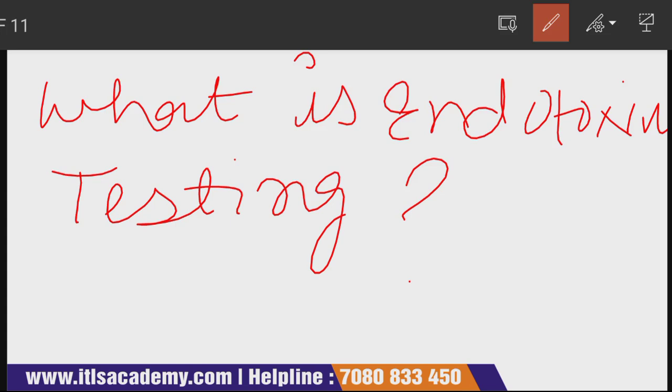So what is endotoxin testing? It is a type of bacterial endotoxin test, an in vitro assay that is used to detect bacterial endotoxins, and it can be accomplished through several methods such as Limulus Amoebocyte Lysate, that is LAL, and RCR. RCR is a recombinant cascade reagent. So this is the definition, or the answer for this.